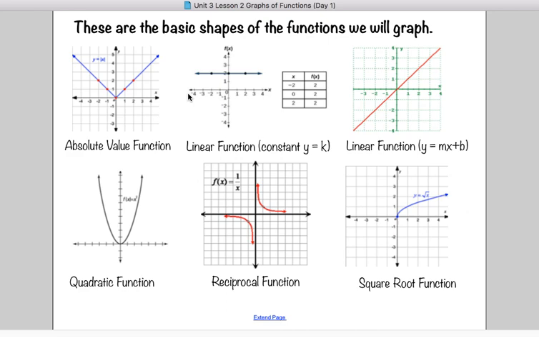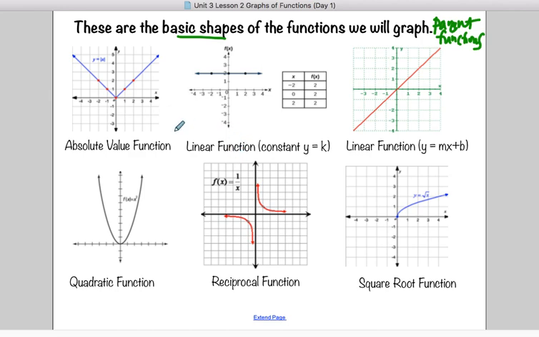A lot of times we call them the parent functions. Okay. So these are all the basic shapes. They're also known as our parent functions, because we start out with these functions and then we move them. We move them up, down, left, right, but the basic equation is still the same.